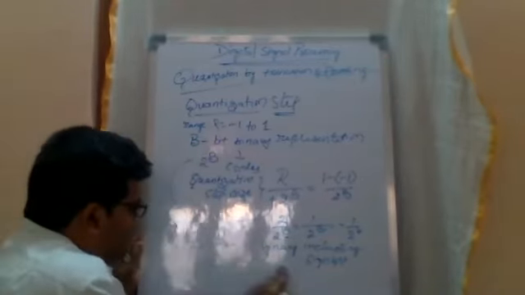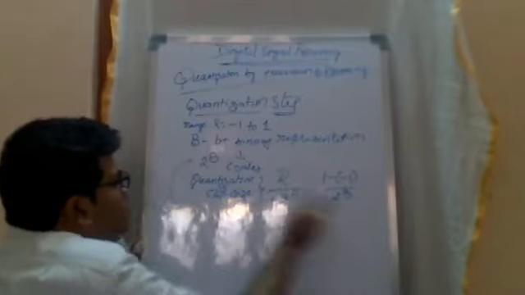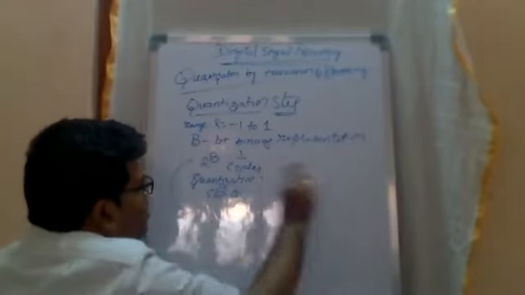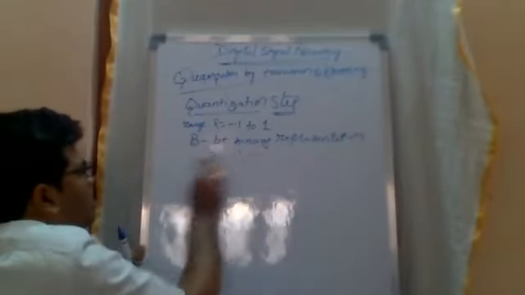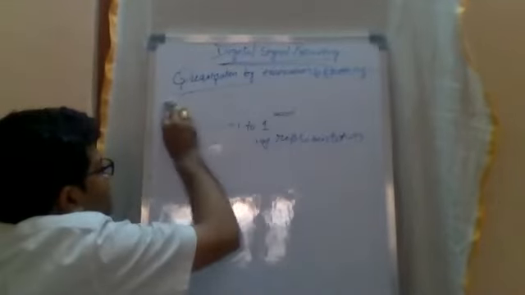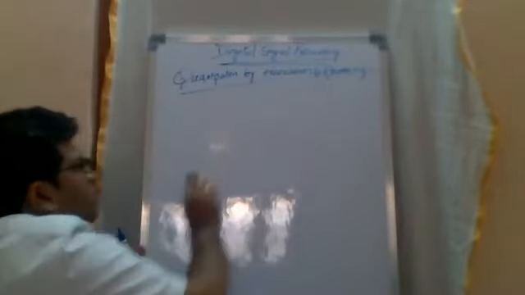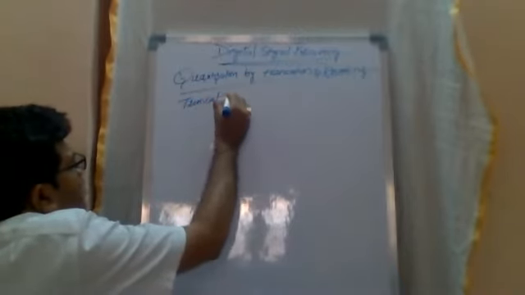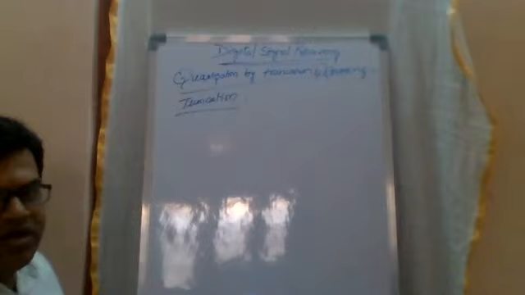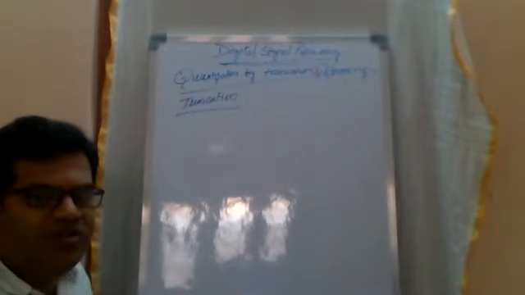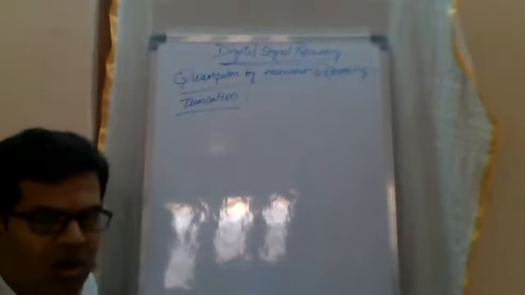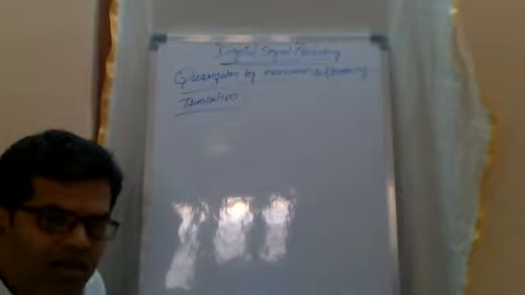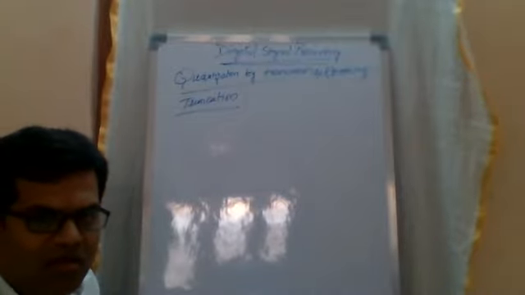Now we'll go to the actual discussion. As I have told you, this quantization can be done in two different methods: truncation and rounding. Now what is truncation? The first method is truncation. I hope you know the definition of truncation. We ignore or discard all the bits next to the least significant bit. That is what truncation is.